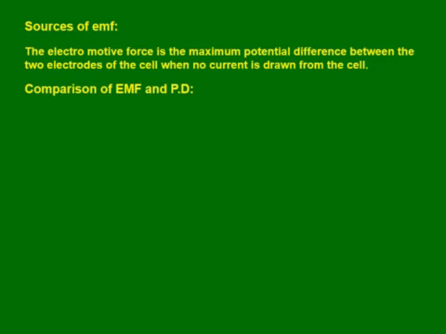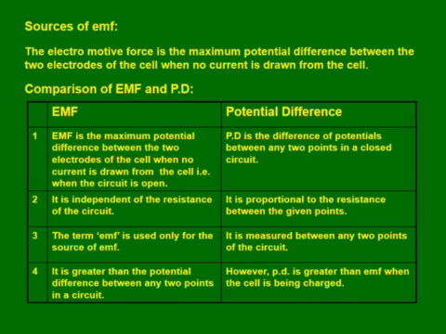Now I talk about sources of EMF. Sources of EMF are basically known as battery or cell, but it is the dynamo also. The electromotive force is the maximum potential difference between the two electrodes of the cell when no current is drawn from the cell. Remember, EMF is not electromotive force. It is not a force. It is rather energy available per unit charge. Please remember, this is a misnomer. EMF is not force, but it is energy available per unit charge when no current is being drawn.